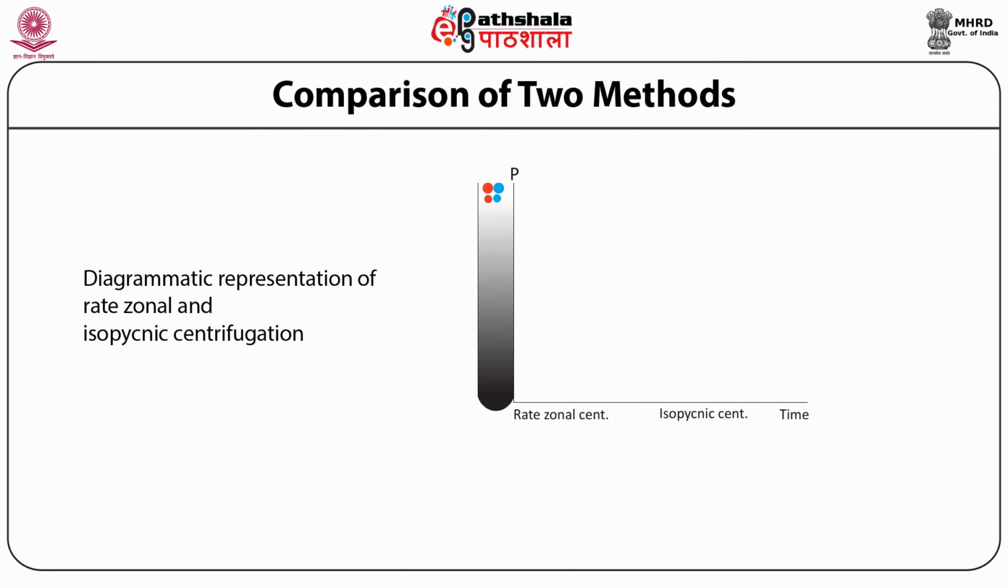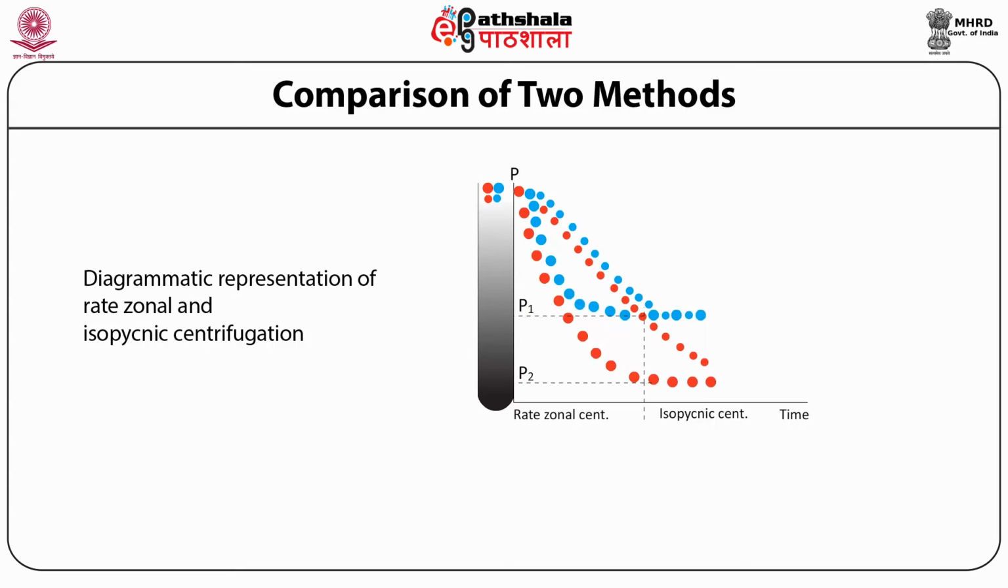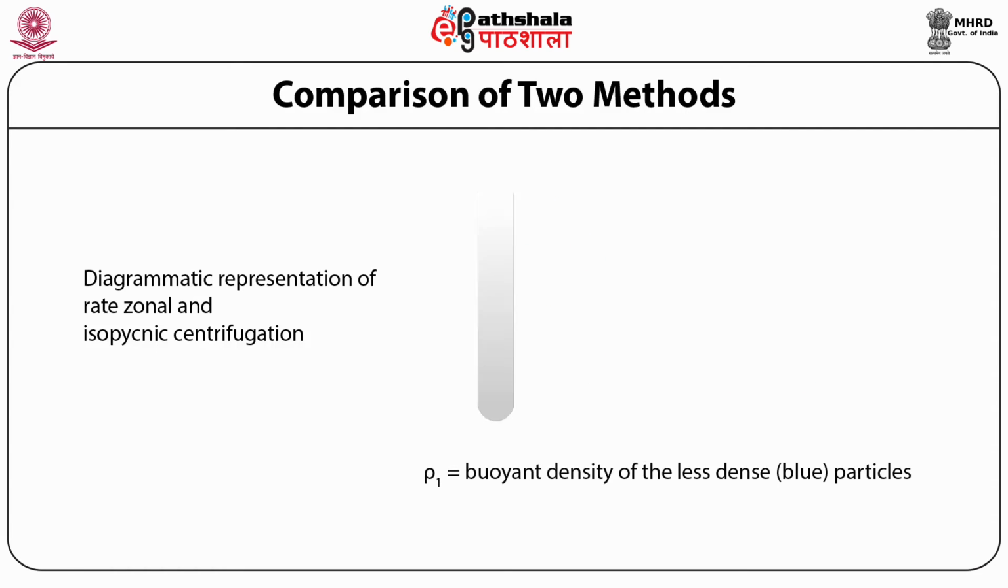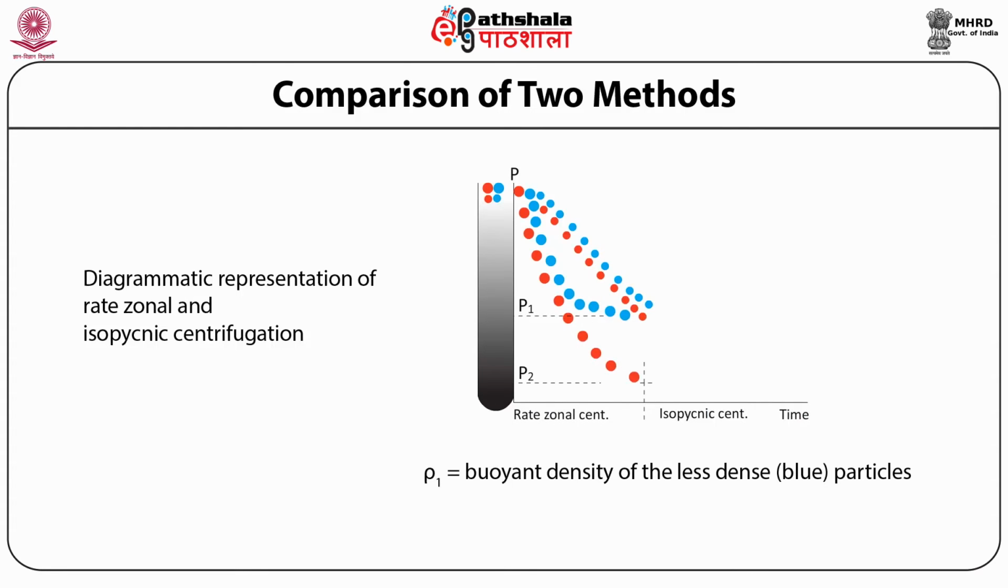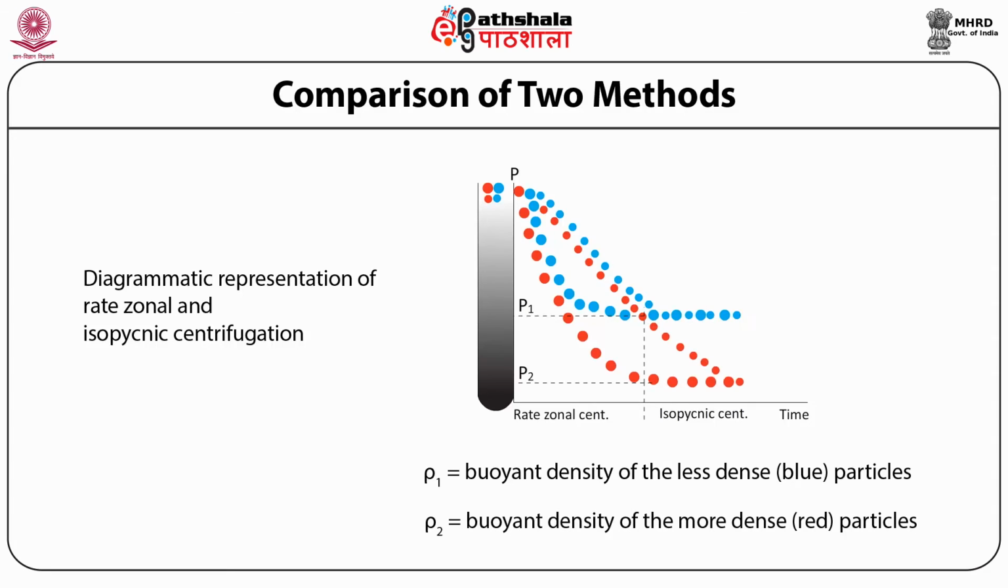The comparison of the two methods. So there is the diagrammatic representation of the rate zonal and isopycnic centrifugation. The binding density of the less dense particle is blue and the binding density of the more dense particle is red.